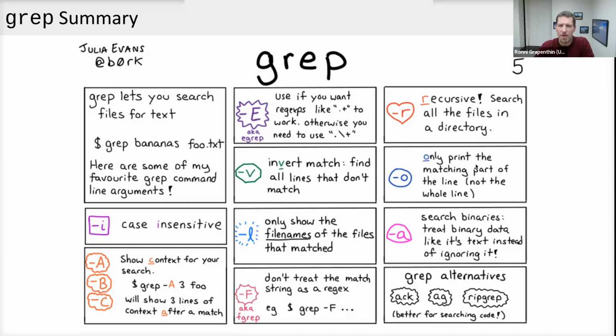You can print only the matching part of the line. You can search binary data. There's much more functionality in grep than we can talk about here. It requires playing around, but once you've gotten the gist of grep, it's a spectacularly fast tool to operate on text files.